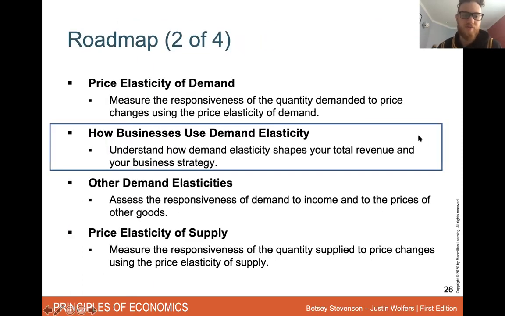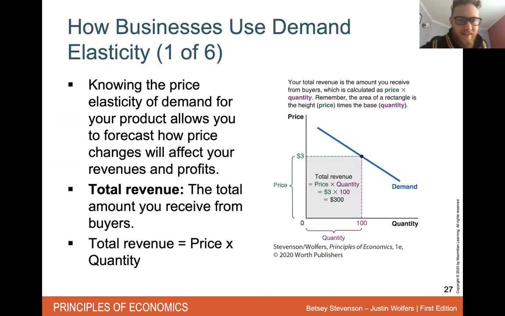More practice questions. Roadmap, how businesses use demand elasticity. Knowing the price elasticity of demand for your product allows you to forecast how price changes will affect your revenue and profits. Total revenue is the total amount you receive from buyers. Total revenue is equal to price times quantity.